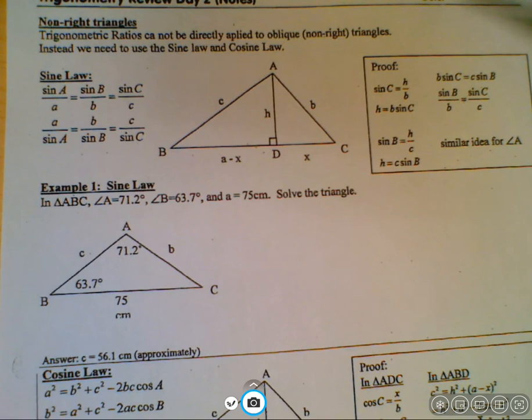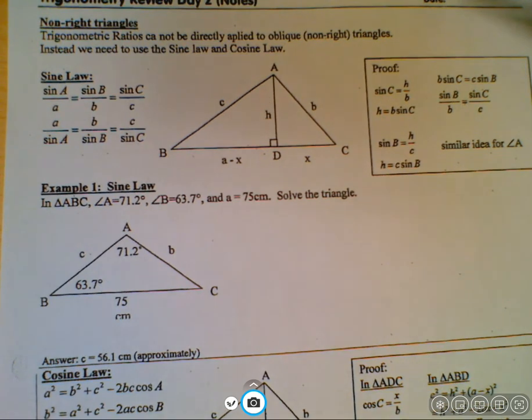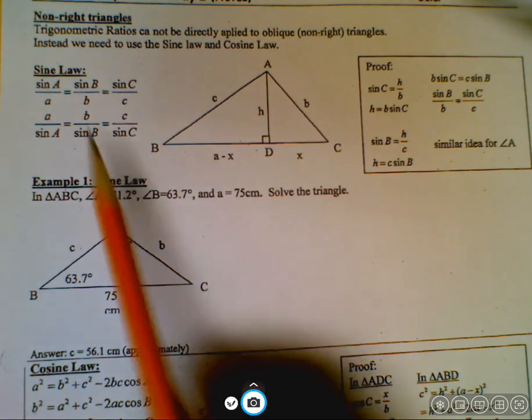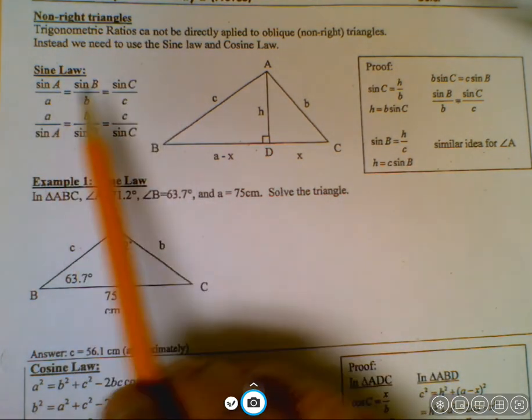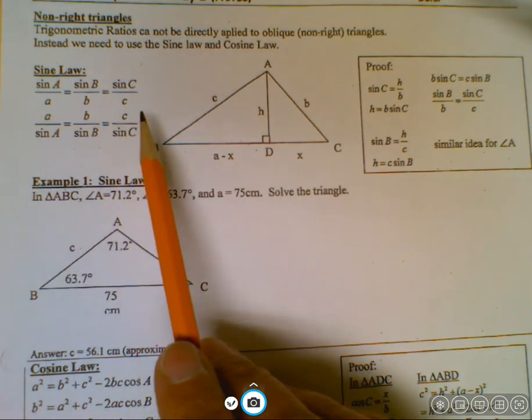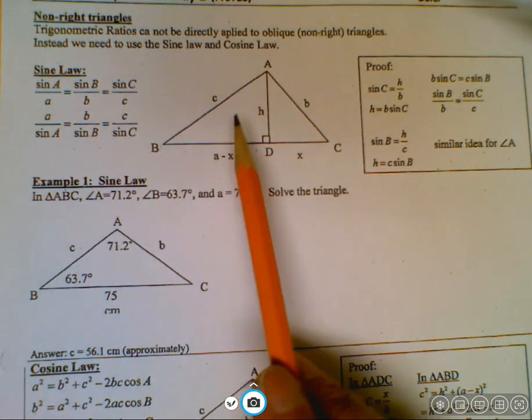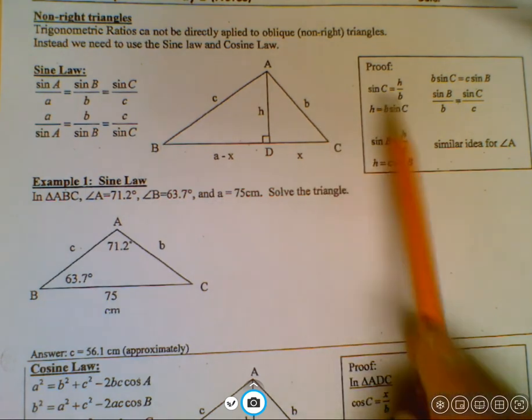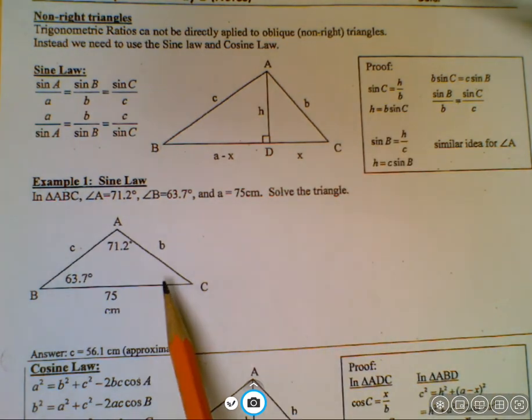If you have a triangle that's not a right angle triangle, we have something called the sine law. Okay, the sine law. You use it when it's not a right angle triangle. The proof is over here. You can have a look at it, see if you're ready to try and understand the proof. But I'm just going to go through how to use it.